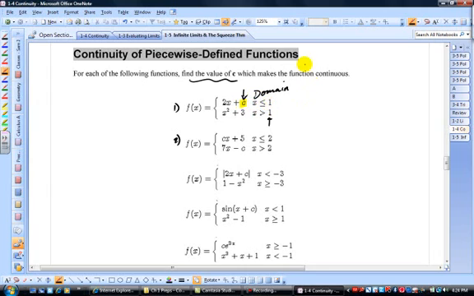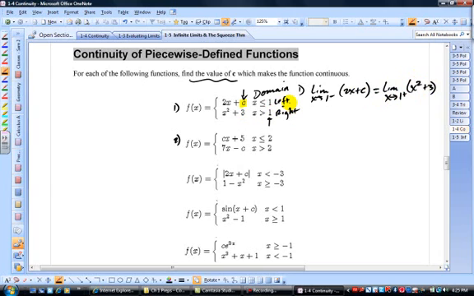So all we have to do for number 1 is evaluate the left-hand limit. So we need to take the limit as we approach 1 from the left, which means we evaluate the first part of the function here, your 2x plus c. And we want to make sure that's equal to the limit coming in from the right of 1. And if you're right of 1, you're greater than 1, so we have to evaluate the x squared plus 3, the second part of the function here. So this is from the left, this is from the right.